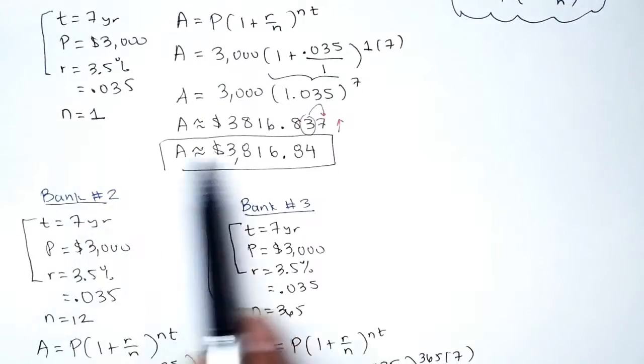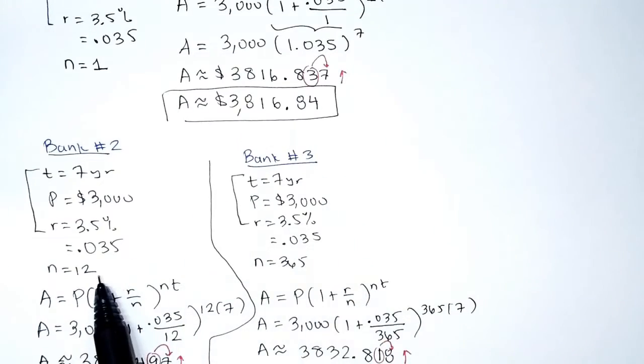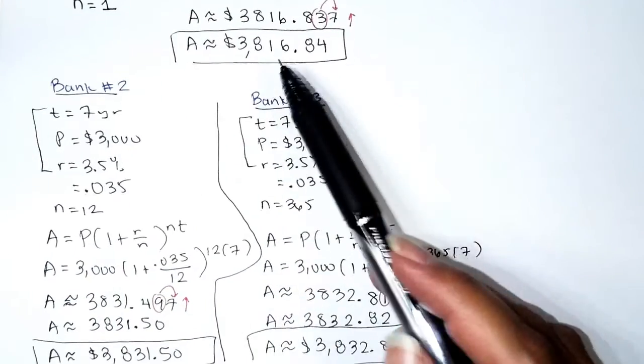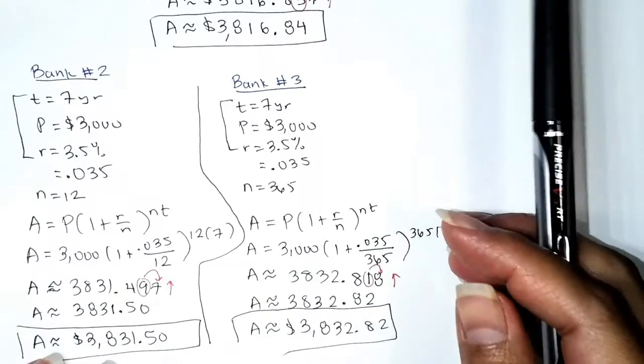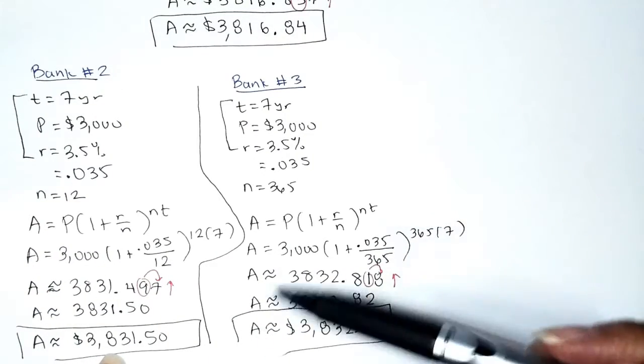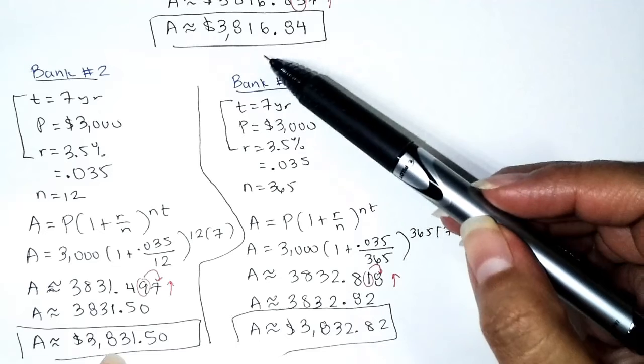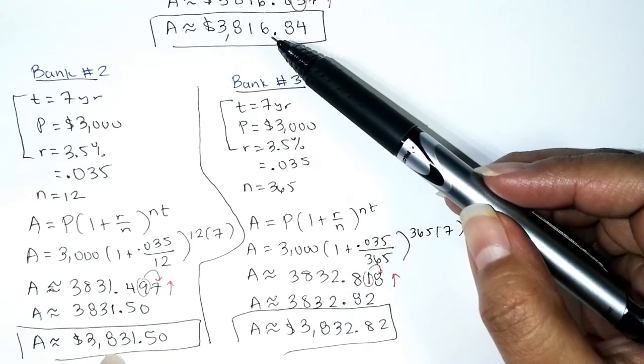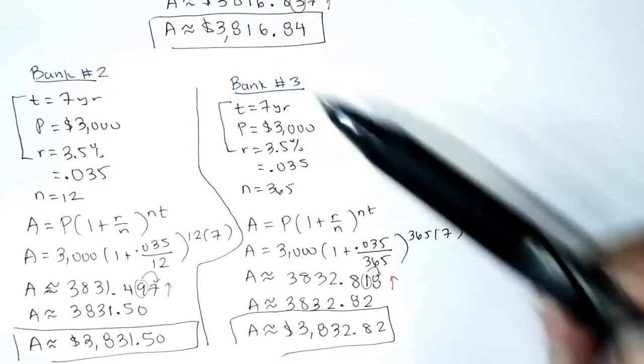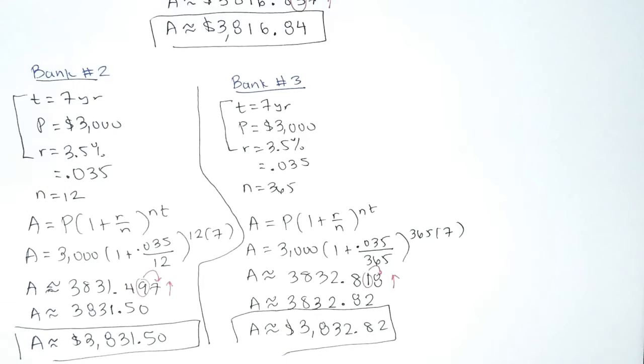If n equals 1, we got that much. If n equals 12, 38.16, we went from 38.16 to 38.31. And if n equals 365, we went from 38.16 to 38.31 to 38.32. So the moral of this story is this: the more often that the interest is compounded or paid out per year, that's going to give us more money in interest. So yeah, all right. Bank number 4.